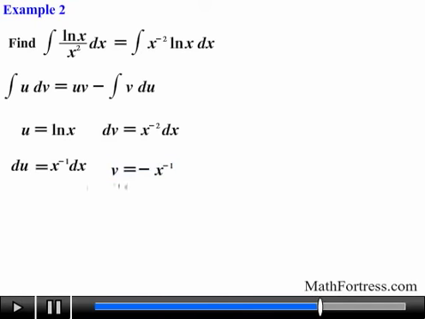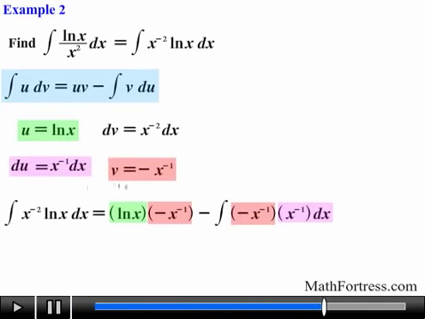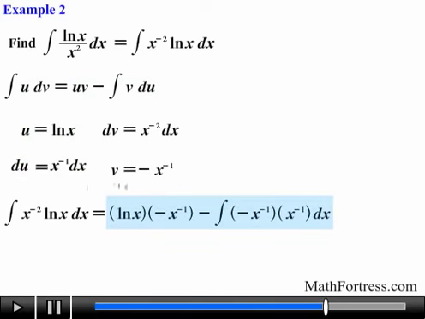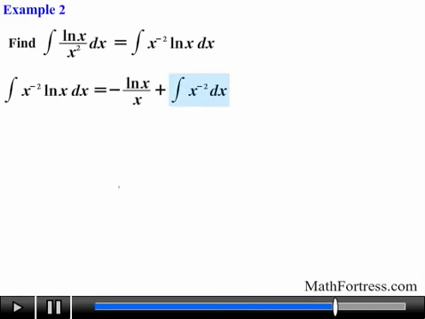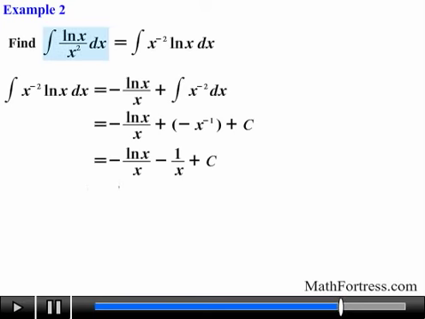Now that we have all the required functions, we substitute them into the integration by parts formula. Doing that, we have the following expression. The natural log of x times negative x to the negative 1 minus the integral of negative x to the negative 1 times x to the negative 1 dx. Simplifying the expressions, we obtain the following. And taking the integral of x to the negative 2, we obtain negative x to the negative 1 plus c. And finally, we simplify the expression and obtain the final integral of the natural log of x over x squared to be equal to negative the natural log of x over x minus 1 over x plus c.